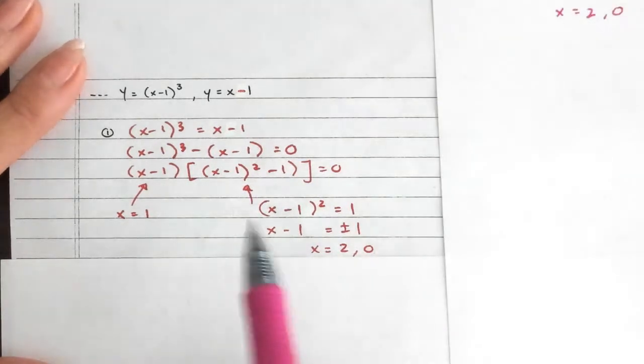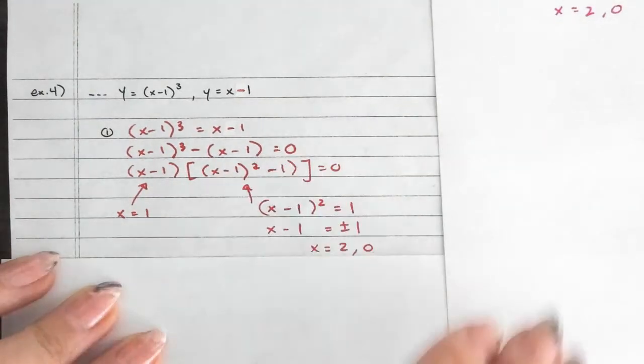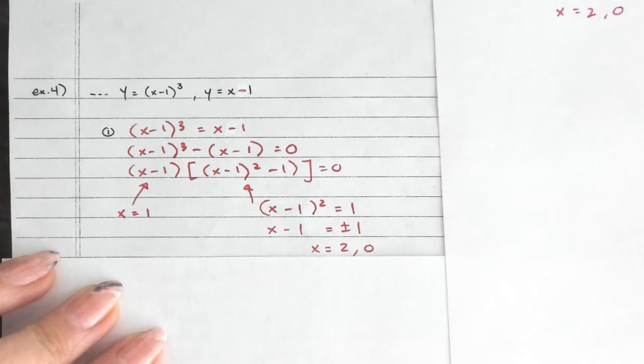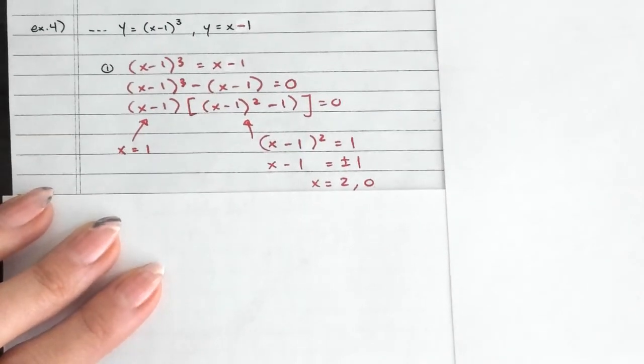Okay? Okay, so you have 3 x values. You got to plug them back in so you get some y values to go with that, because you need points, remember?